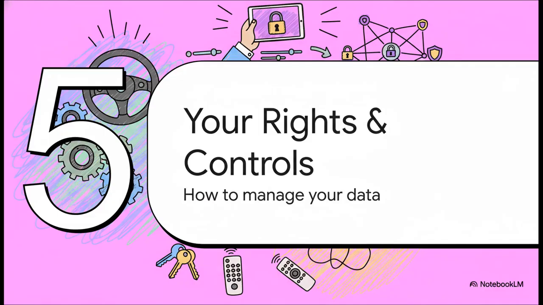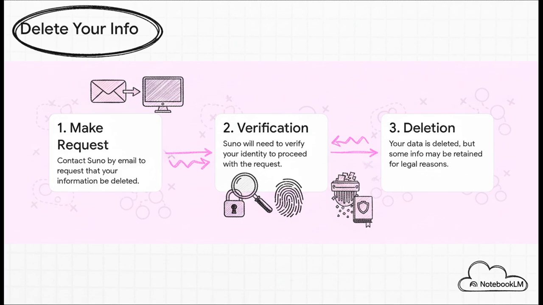Okay, now for what might be the most important section, your rights and controls. How do you actually manage your own data? Let's see what power they put in your hands. First off, you can ask them to delete your information. The process is pretty simple. One, contact them through their privacy email. Two, they'll verify it's really you. And three, they'll delete your data. Now, there are a few exceptions. They might have to keep some info for legal reasons, but for the most part, you can get it wiped.